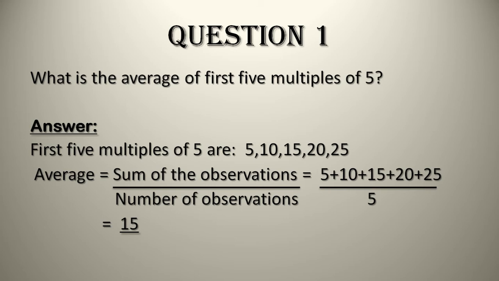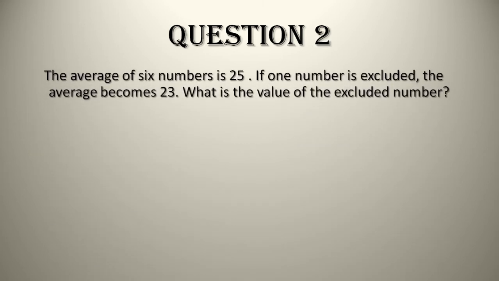Moving on to question number 2. The average of 6 numbers is 25. If one number is excluded, the average becomes 23. What is the value of the excluded number?